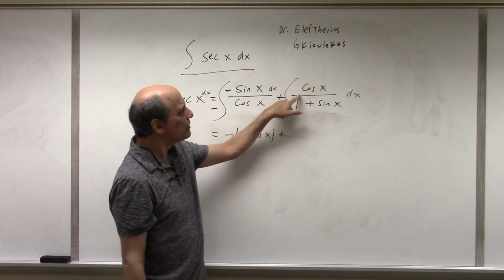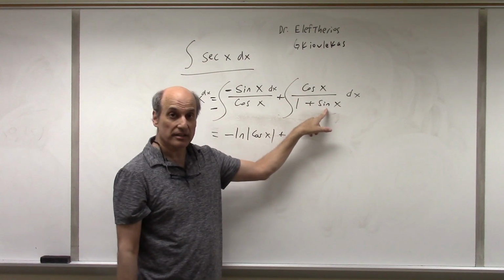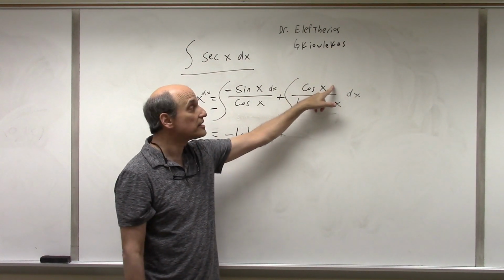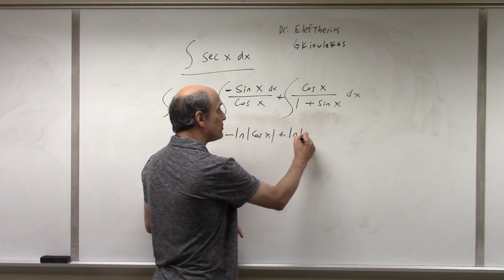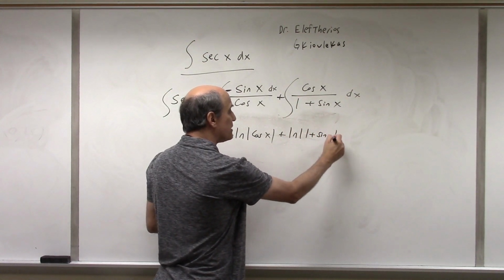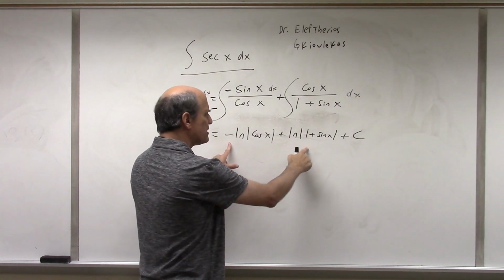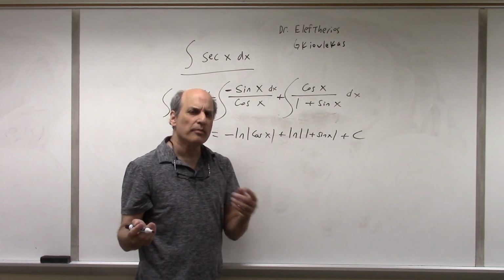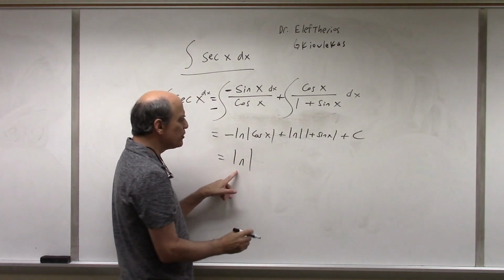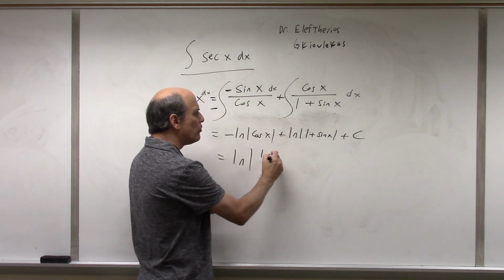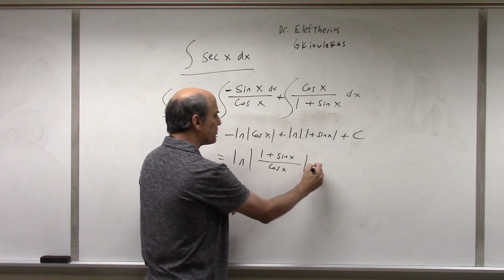And here I have the derivative of 1 plus sine x, which of course is cosine x, over 1 plus sine x. So this is just natural log of 1 plus sine x, plus the pesky constant. If I'm subtracting the logs, originally I must have been dividing the expressions. So I must have originally had the natural log of 1 plus sine x divided by cosine x.